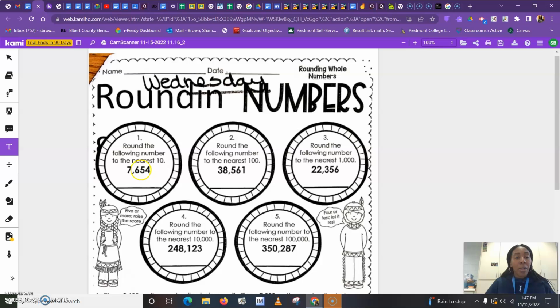So I would look at my number in the tens place, and I see that it is a 5. So I look next door to the 4 to tell me whether my 5 is going to soar or rest. I know my 4 is less than 5. It's 5 or more, let it soar. 4 or less, let it rest. So I'm going to let my 5 stay the same. But don't forget, you still have to have all your other numbers there.